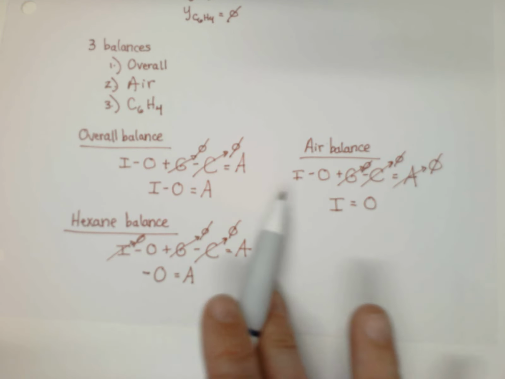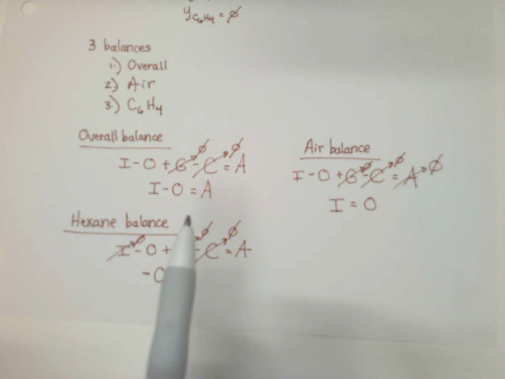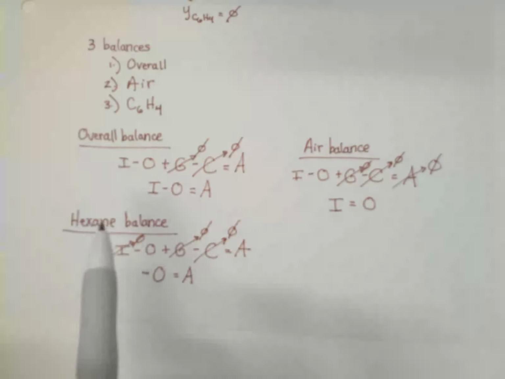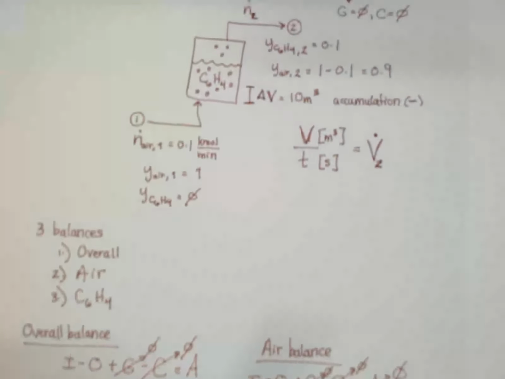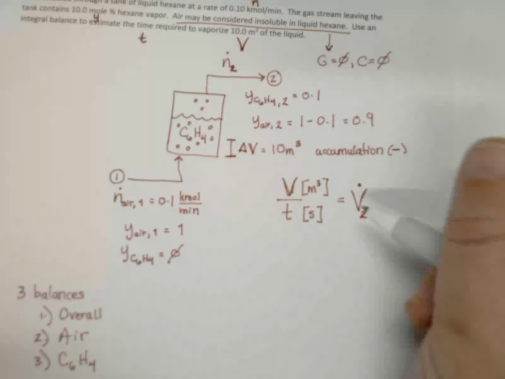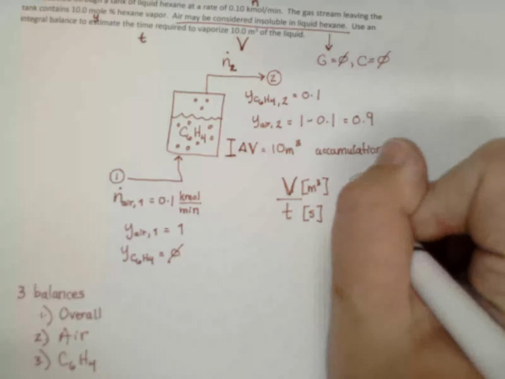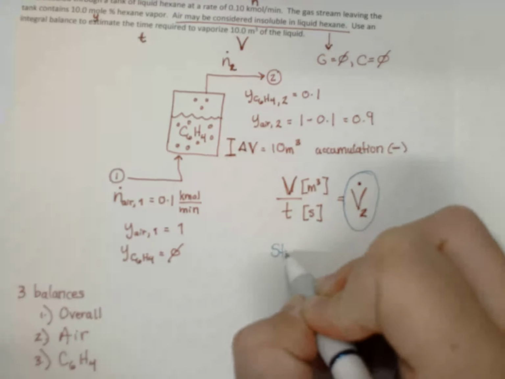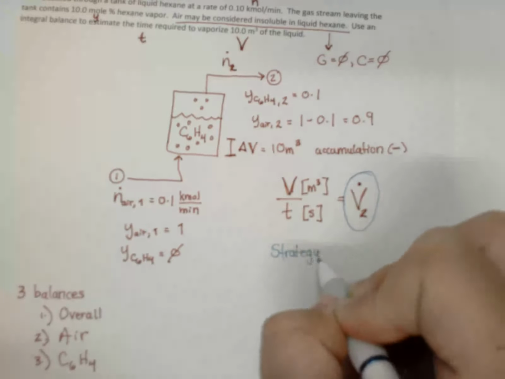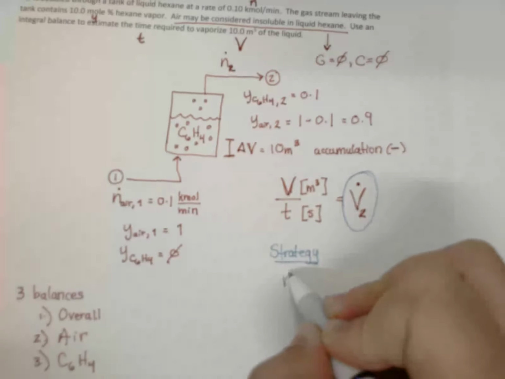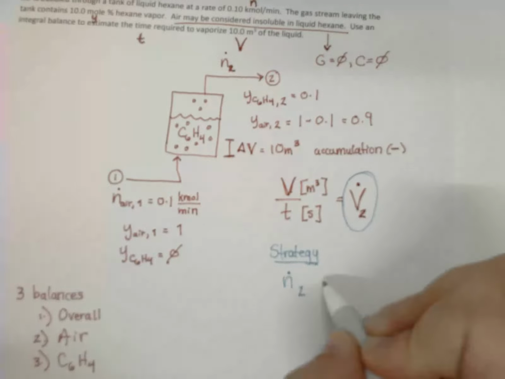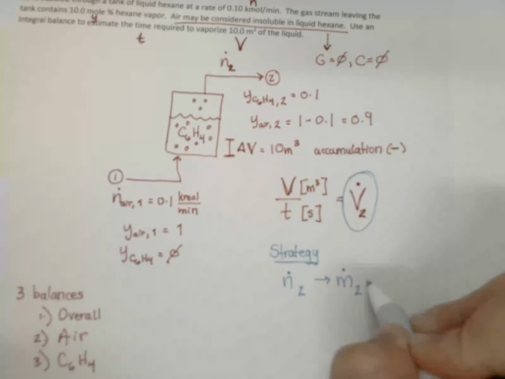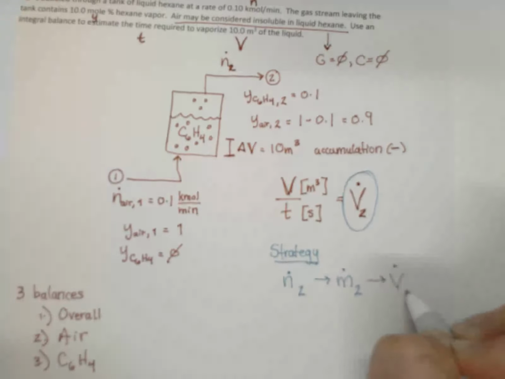All right, so we left off with the setup of our problem, and we left off discussing the fact that the overall balance, the air balance, and the hexane balance are not the same thing. And remember that our strategy for solving this problem is to find this number right here, this V2. And our strategy, let's write it down, is we're going to try and find N2, because if we have N2, we can go to M2, and if we have M2, we can go to V2.